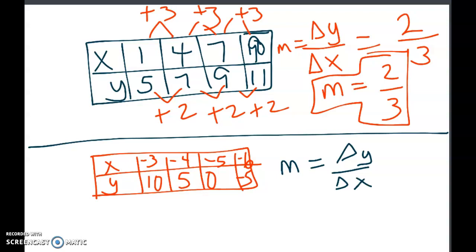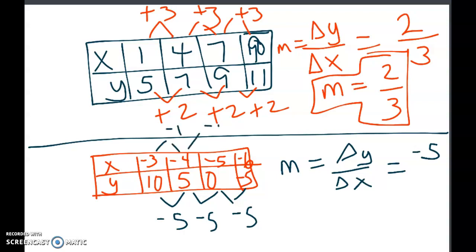Okay, now that you've tried it on your own, if you go and try to figure out how y changes, 10 minus 5 is 5, minus 5 is 0, minus 5 is negative 5. So your change in y is negative 5. Then to find your change in x, negative 3 minus 1 is negative 4, minus 1 is negative 5, and minus 1 is negative 6. So your change in x is negative 1.